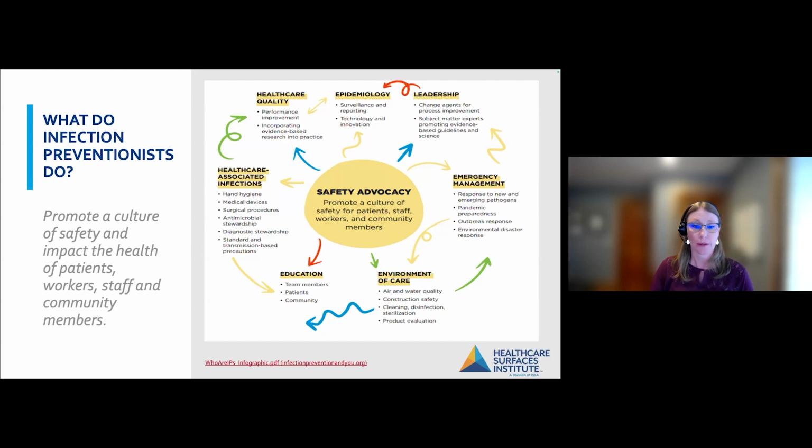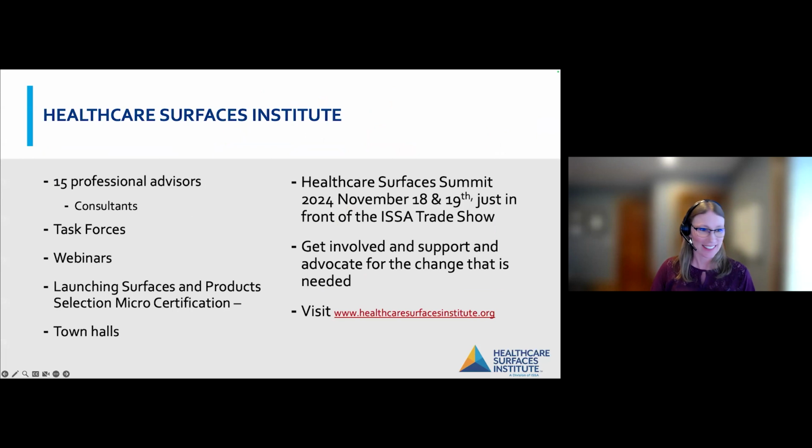We talked a lot about cleaning and disinfection and then a little bit about product evaluation, but you can see that infection prevention is involved in a lot of different ways, and we want to partner with our key stakeholders to really understand, you as the expert in your field, how we can help to keep our patients safe. And I think with that, I hand it back to you, Linda.